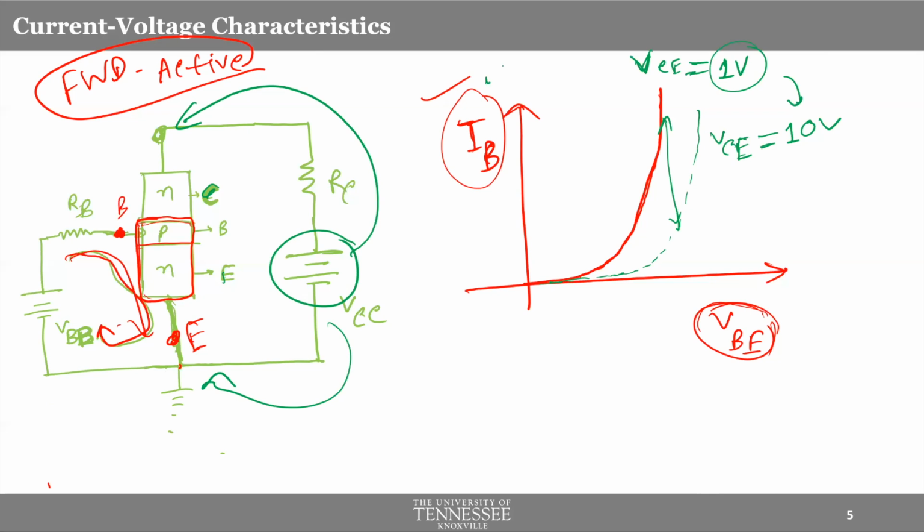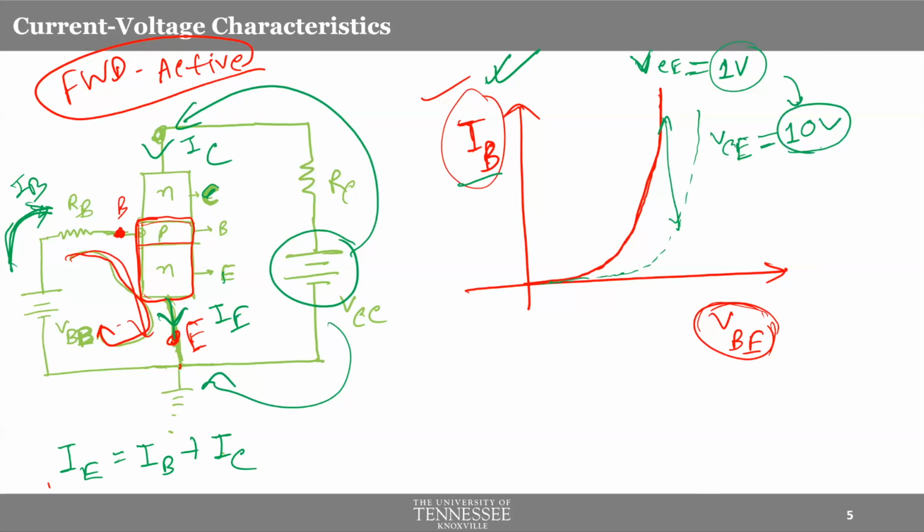Remember one thing, we are talking about the base current here, which is flowing like this. That is the base current. And remember one more thing: emitter current flows out of the emitter, collector current flows into the collector, and base current flows inside the base. And remember this relationship: emitter current IE equals IB plus IC, base current plus collector current. Just to remind you of that. Now, the reason why increasing VCE reduces the current is this.